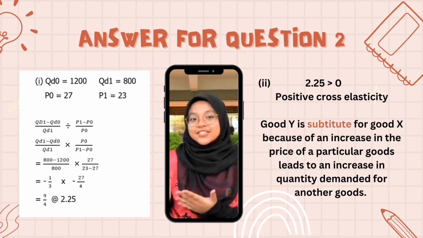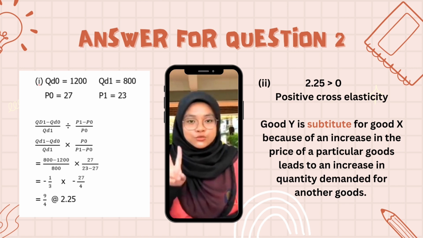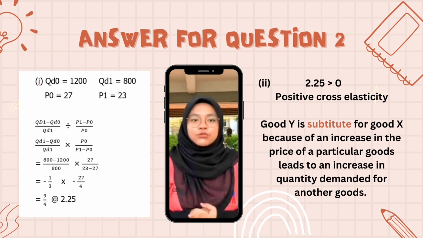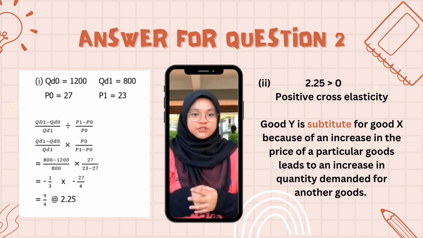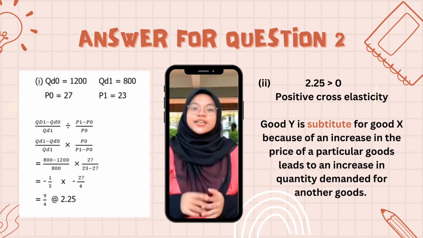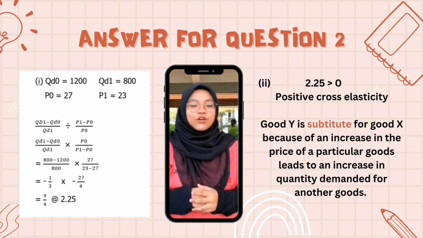This is the calculation that I did, and for question 2.2, good Y is a substitute for good X because an increase in the price of a particular good leads to an increase in quantity demanded for another good.